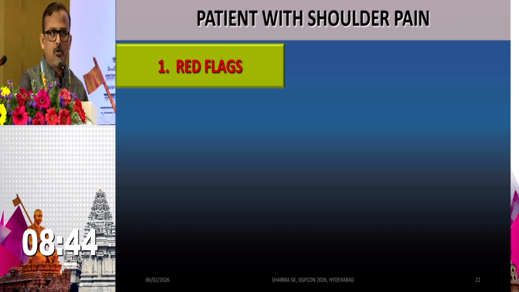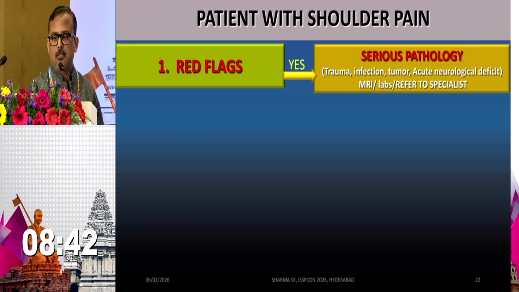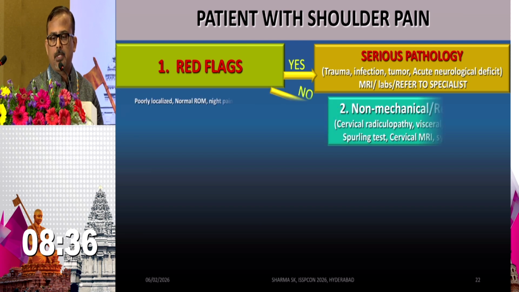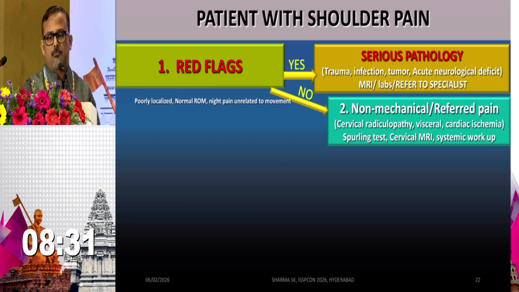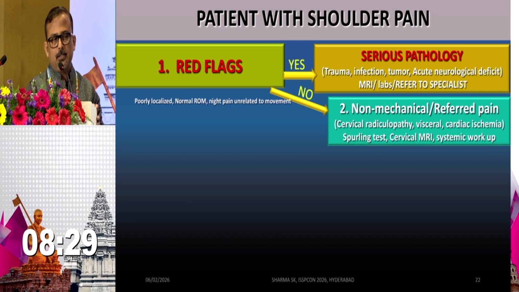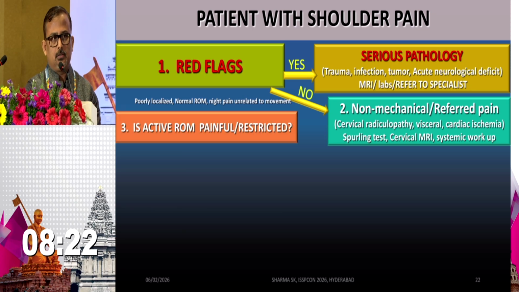So how to go about it? Start with the red flags. If it's a yes, that means serious pathology. Go for the MRI, labs, and you may have to refer to a specialist. But if it's a no, that means it could be poorly localized with normal range of motion, unrelated to movement, then definitely it's not shoulder pain, so it could be a referred pain. But if it's in the shoulder area, then you check whether it is affecting the active range of motion. If it's a no, go back to the referred pain.